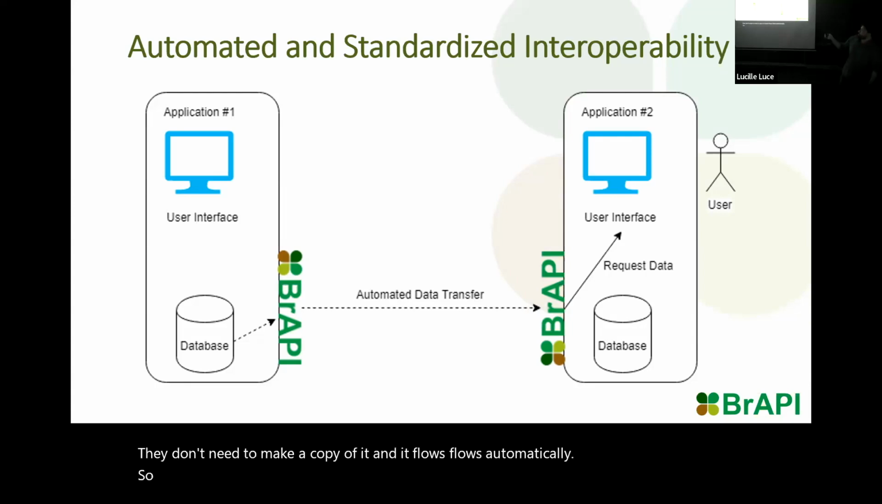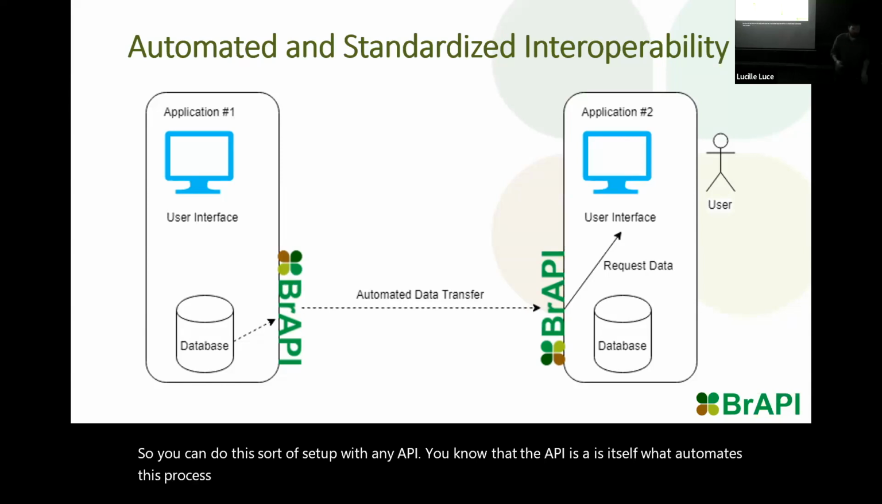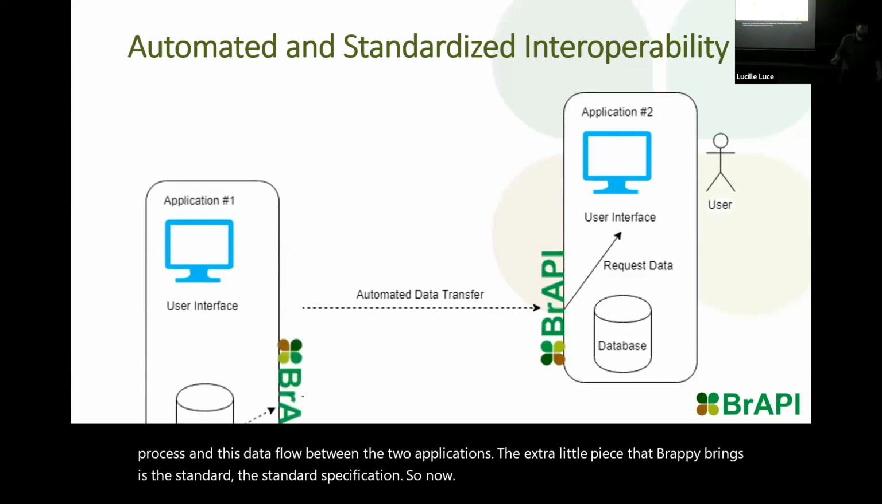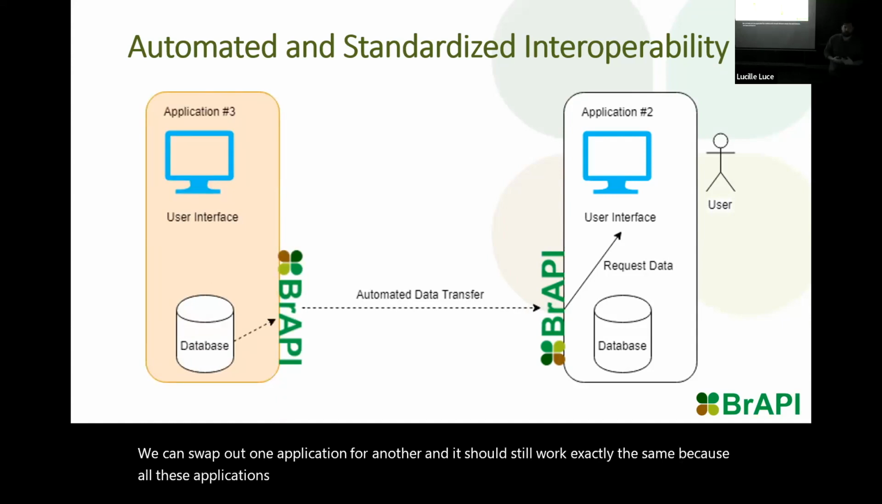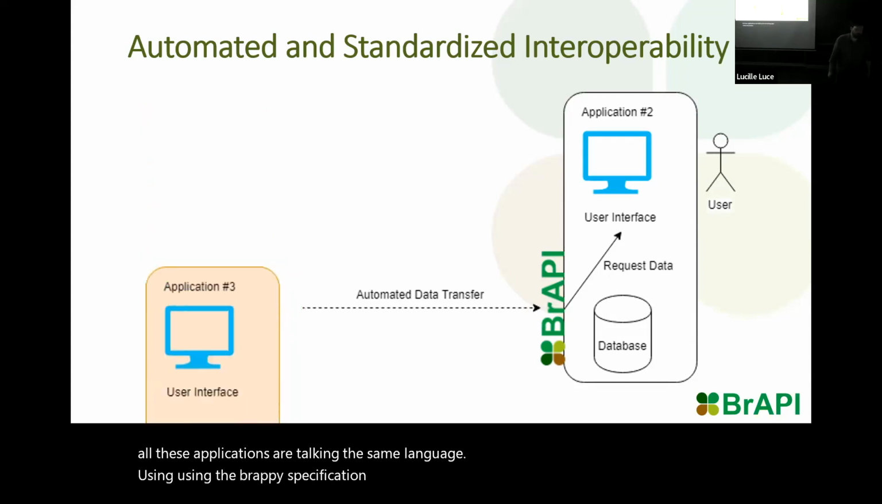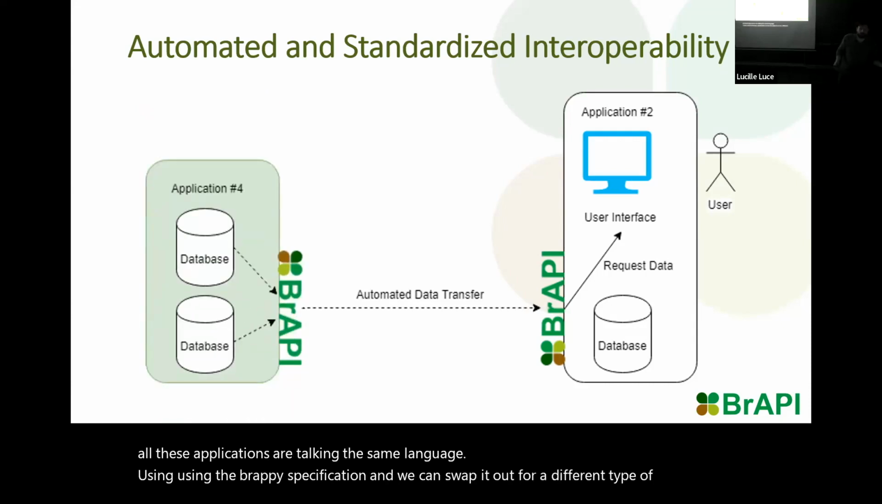So you can do this sort of setup with any API. The API is itself what automates this process and this data flow between the two applications. The extra little piece that BrAPI brings is the standard specification. So now we can swap out one application for another, and it should still work exactly the same because all these applications are talking the same language using the BrAPI specification.